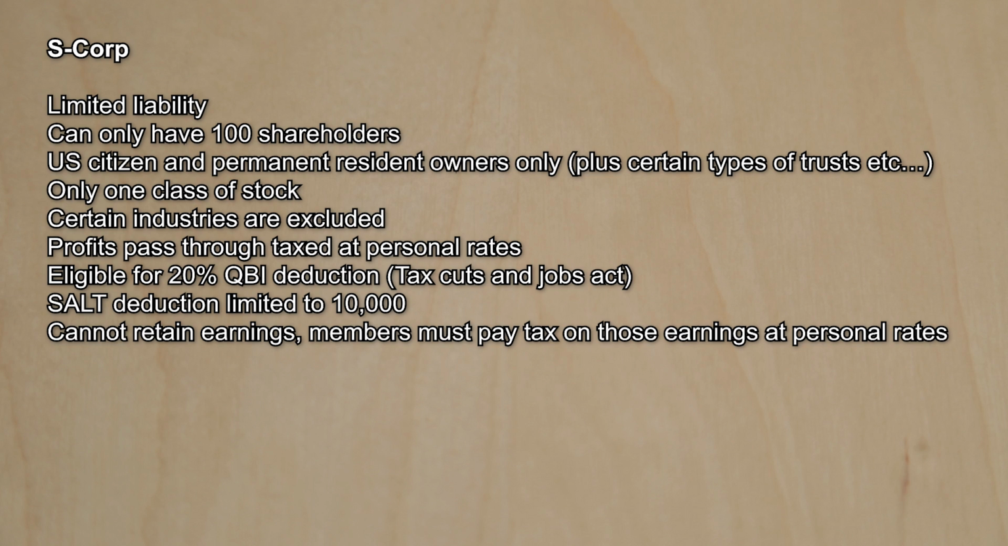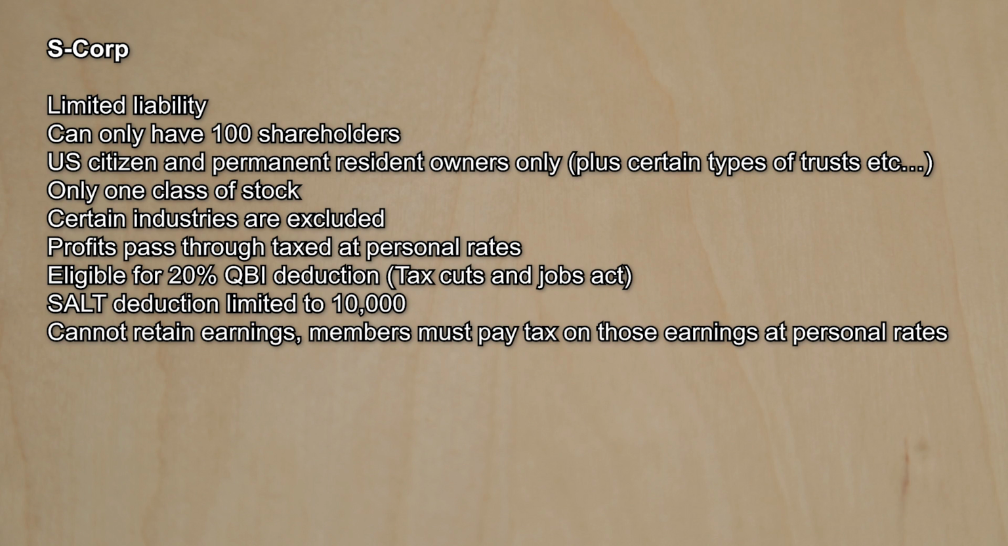They can only have up to 100 shareholders. This can vary by state, but federally, 100 is the maximum. And US citizens and permanent residents are the only ones that can be shareholders, okay? You cannot have foreign shareholders. In addition, there are several types of trusts that can be shareholders, but since we're talking about individuals, it's US citizens and permanent residents only. You can only have one class of stock.